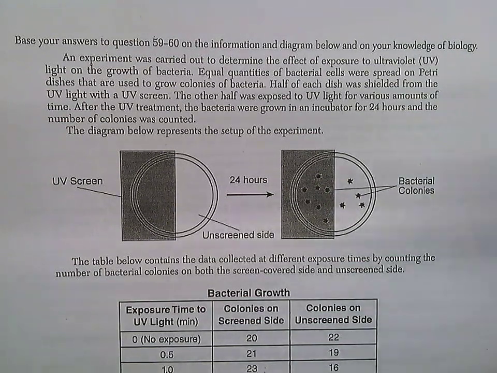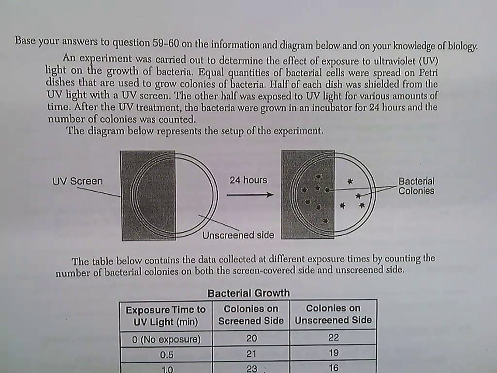Questions 59 and 60 are hypothesis formulation questions, so let's check it out. It says an experiment was carried out to determine the effect of exposure to ultraviolet or UV light on the growth of bacteria. Equal quantities of bacterial cells were spread on petri dishes that are used to grow colonies of bacteria. Half of each dish was shielded from the UV light with a UV screen.